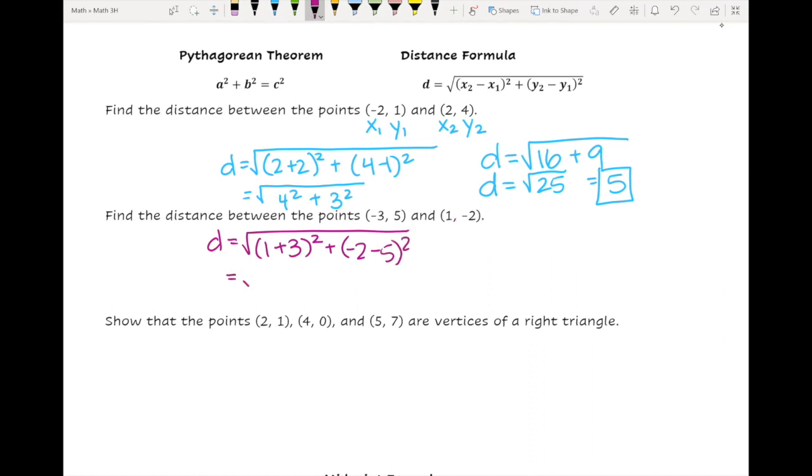Again, order of operations, so I will do my parentheses. 1 plus 3 is 4, so I have a 4 squared. And the other parentheses, negative 2 minus 5 is a negative 7, and I will maintain parentheses on this. So be careful about that, especially the way you put it in your calculator. Make sure you use these parentheses.